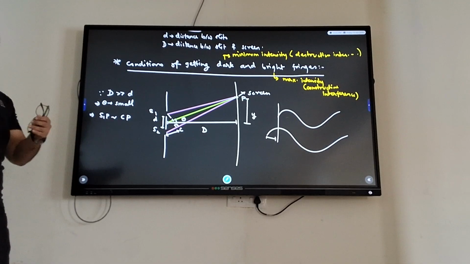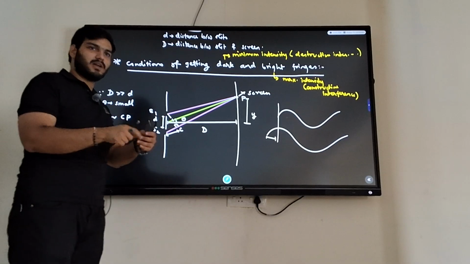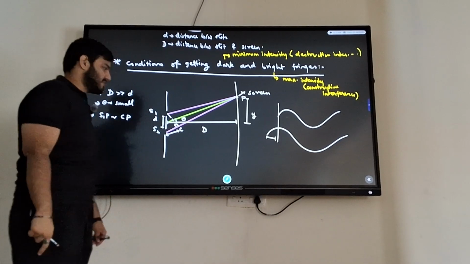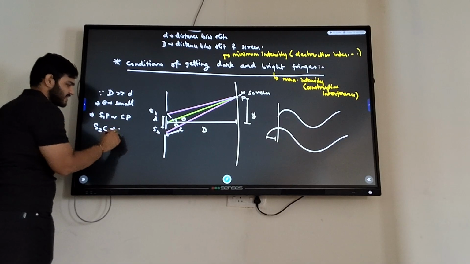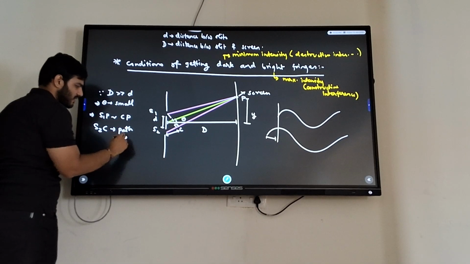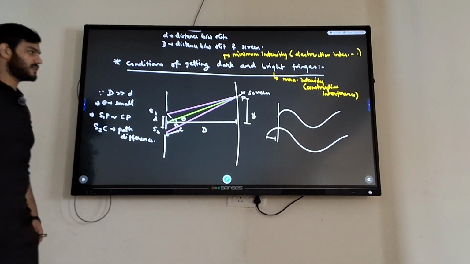Phase? Distance is called phase? It's called path difference. How far, how behind you are by distance. That's called path difference. So what is this S2C? That's path difference. Let's try to see what that S2C will be equal to.